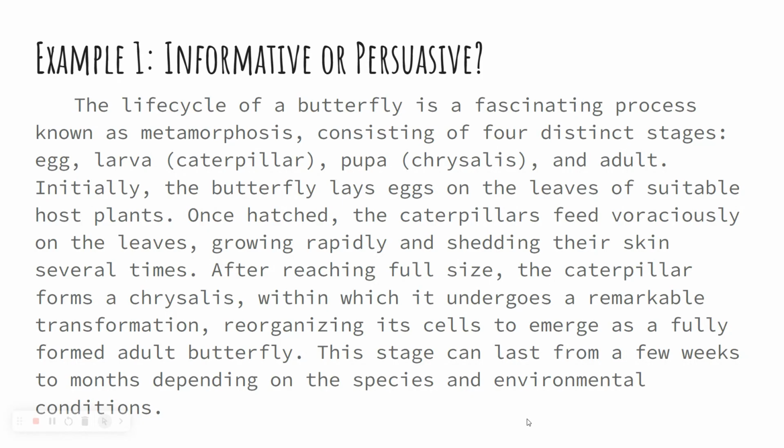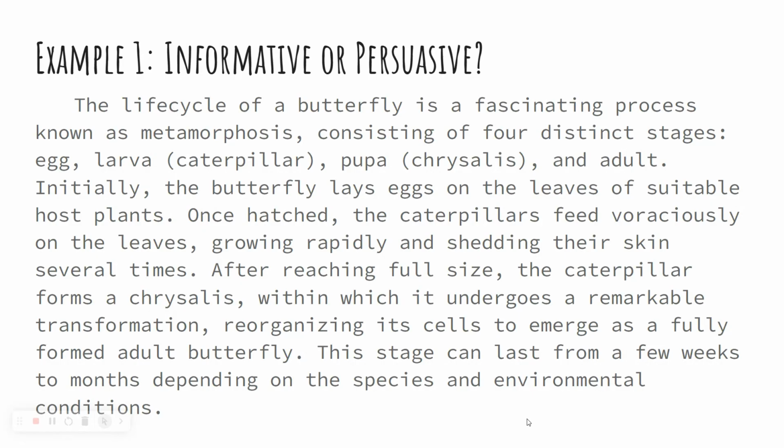So here's example 1, informative or persuasive. I'll read to you. The life cycle of a butterfly is a fascinating process known as metamorphosis, consisting of 4 distinct stages: egg, larva or caterpillar, pupa or chrysalis, and adult. Initially, the butterfly lays eggs on the leaves of suitable host plants. Once hatched, the caterpillars feed voraciously on the leaves, growing rapidly and shedding their skin several times.